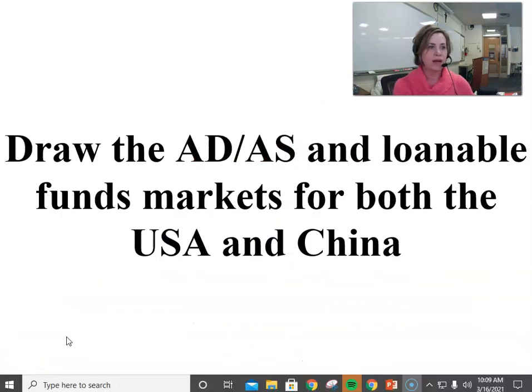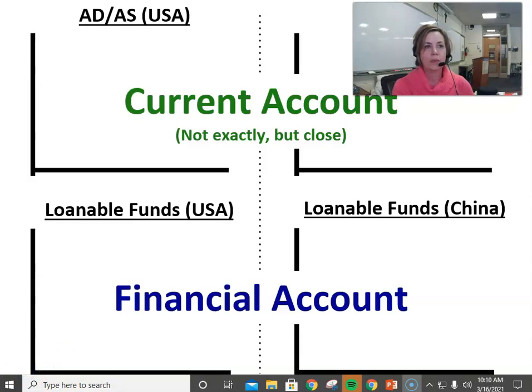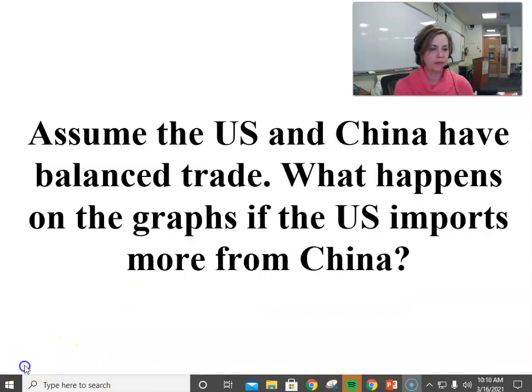Next, we're going to draw the aggregate demand and aggregate supply, as well as the loanable funds markets for both the US and China. We're going to consider the aggregate demand and aggregate supply graphs for each country as the current account. It's not exactly completely true, but it's close enough. And then the loanable funds market we're going to think about as the financial account. Assume that the US and China have balanced trade.